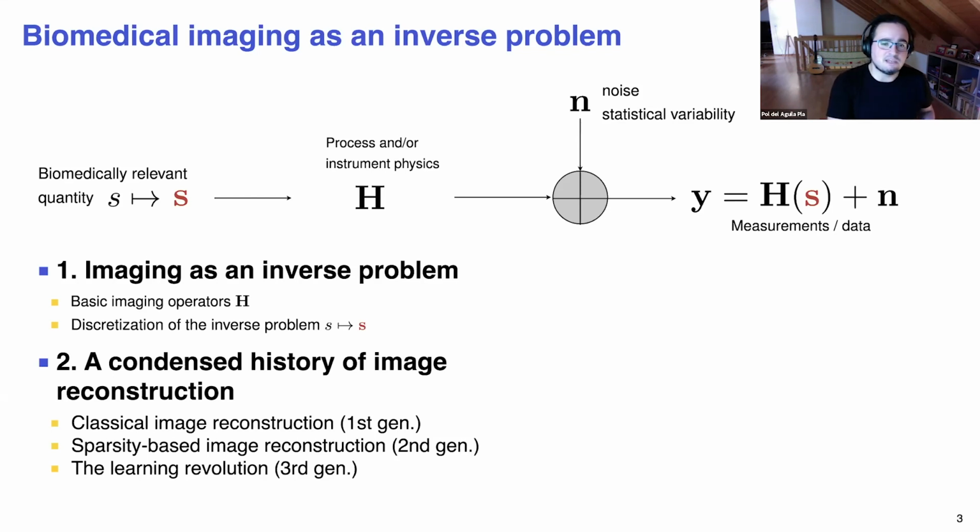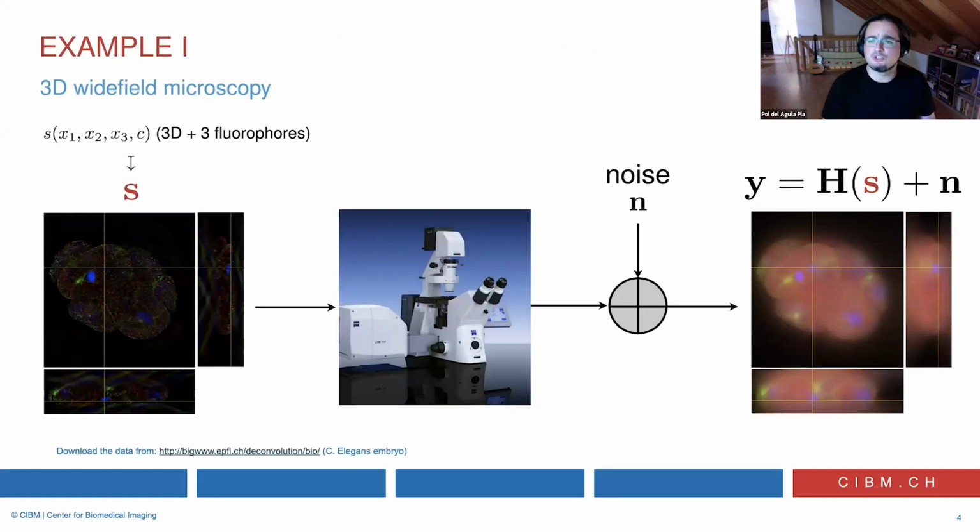First, imaging as an inverse problem, covering the basic setup I just mentioned. And then two, a condensed history of image reconstruction, where we will go through first, second, and third generation methods for image reconstruction. So several examples to show you that the setup that we're proposing makes sense for real-life applications.